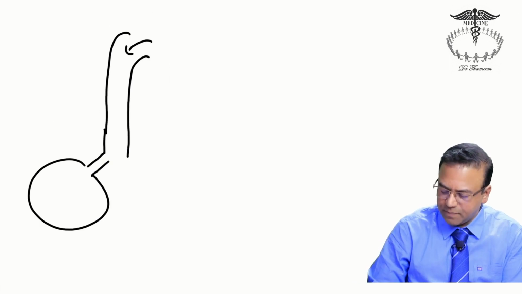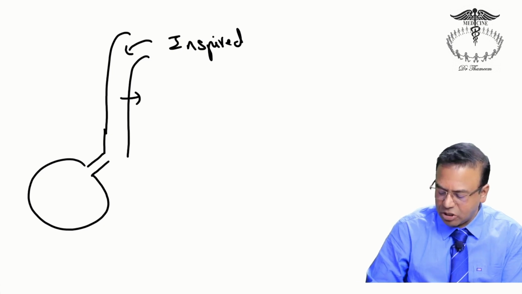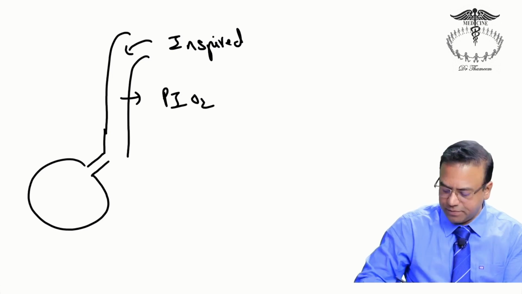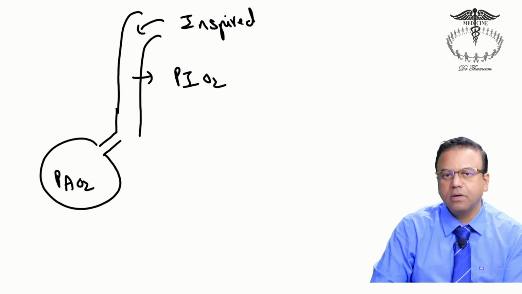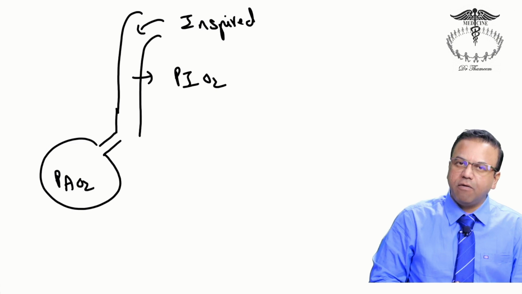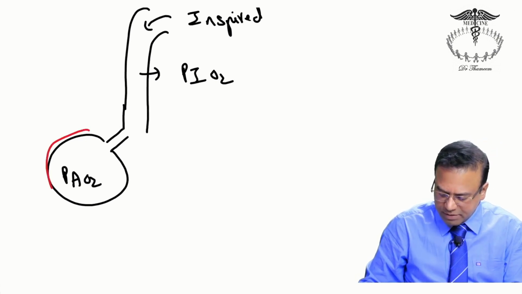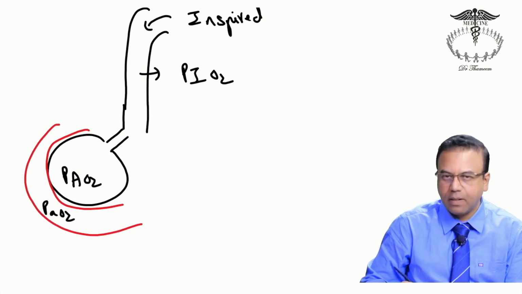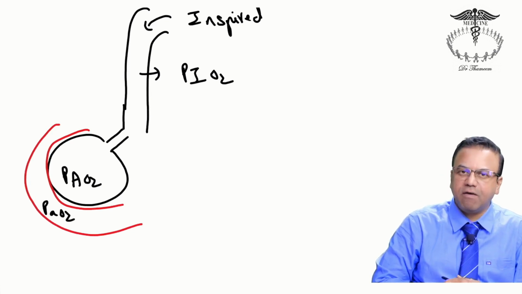then this is the inspired air, and this inspired air has a partial pressure which we refer to as the partial pressure of inspired oxygen. Once it enters the alveoli, then this becomes the partial pressure of alveolar oxygen. What gas diffuses across into the blood vessels? This is the partial pressure of arterial oxygen. So we have partial pressure of inspired oxygen, partial pressure of alveolar oxygen, and finally we have partial pressure of arterial oxygen.